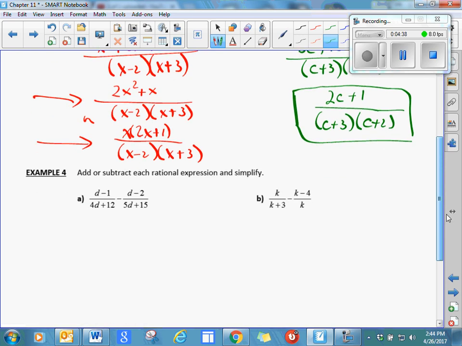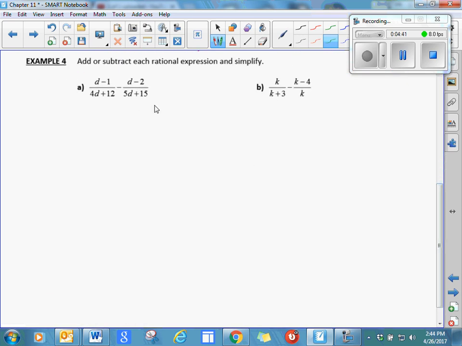All right, 2 more. We get complicated. That's okay, it's fun. So be sure to factor first. Factor first. Your denominators need factoring. 4d minus 1... take out the common 4, and you get d plus 3. 5d minus 2... take out the common 5, and oh yeah, again, you get d plus 3.